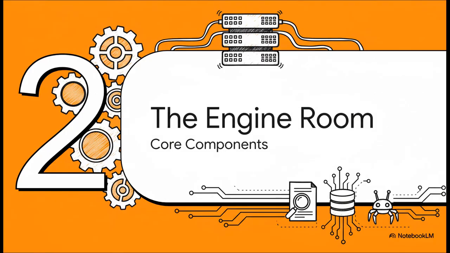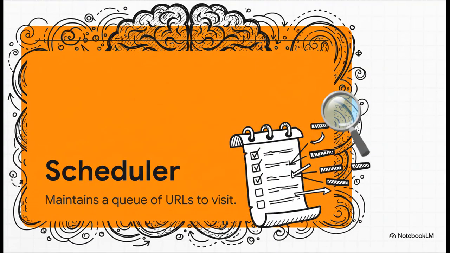Okay, let's pop the hood and take a look inside this engine room. We're going to see what each of these core components is actually responsible for. So first up, we've got the scheduler. You can pretty much think of this as the brains of the whole operation. Or maybe an even better analogy is a giant, super organized to-do list. It keeps this massive prioritized queue of every single URL it needs to visit. And it's always deciding, okay, what's next on the list?